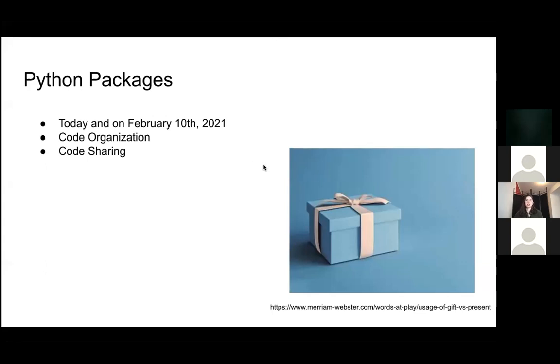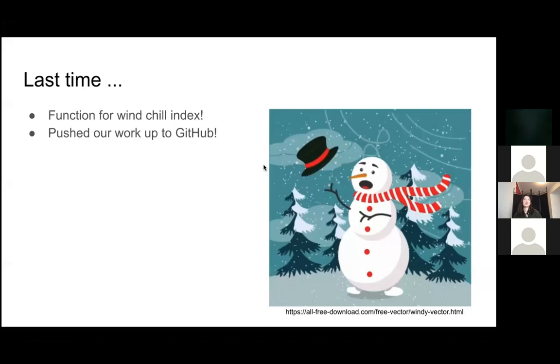So let's refresh what we've done so far. It was about 2 months ago, so maybe you're a little rusty. I know some participants watched the previous videos just as a little refresher. I think that was a great idea. We had written our first ever Python function, and it computed wind chill index. And at the end of the session, we pushed our work up to GitHub for the first time.